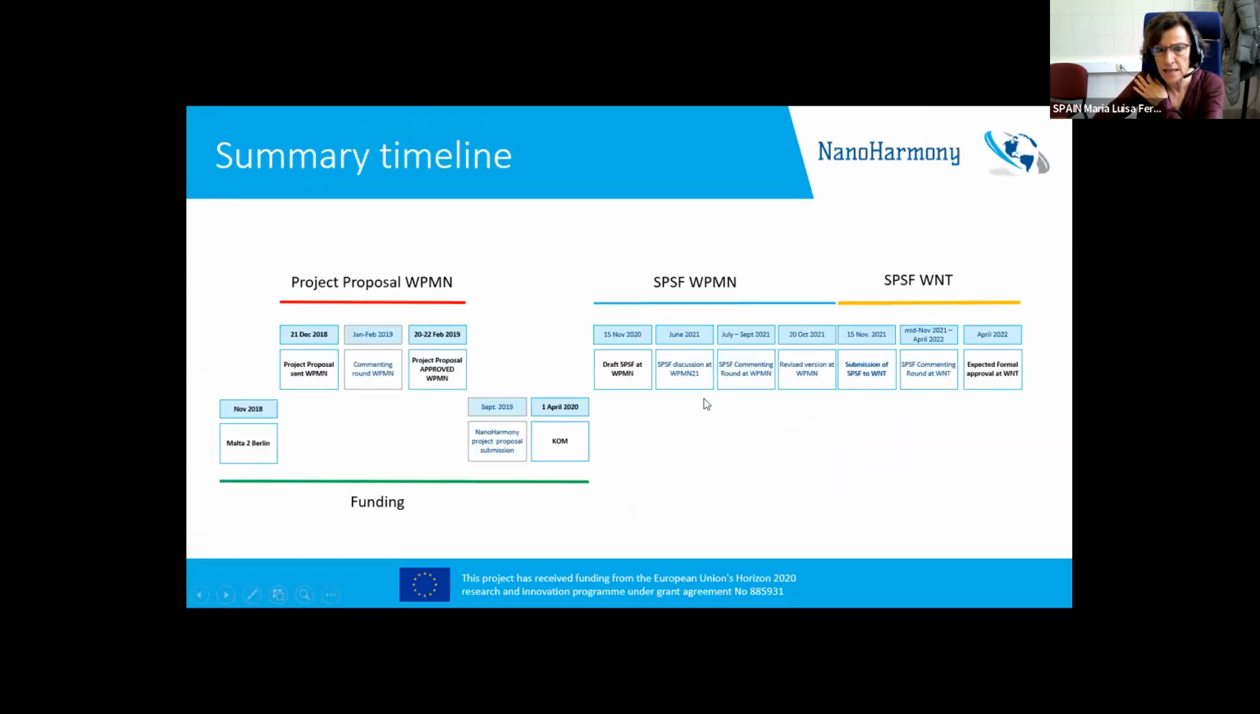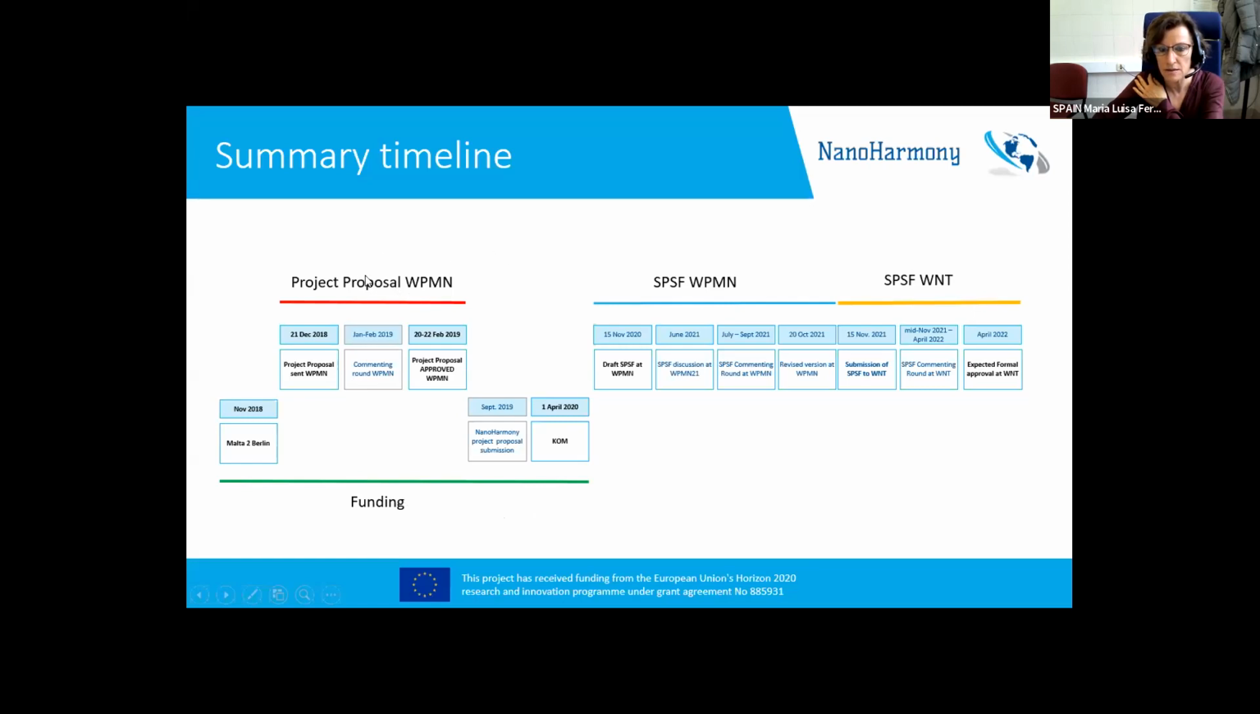In this slide, I show you a summary of the timeline since we submitted the project proposal to the WNT in December 2018 up to now, April 2022, where we hopefully expect the approval of the SPSF at the WNT. As you see, and as Rachel and the other presenter showed you, we have different steps. First is the project proposal, after the SPSF at the WNPNN, and the SPSF at the WNT. And also you need to look for funding.